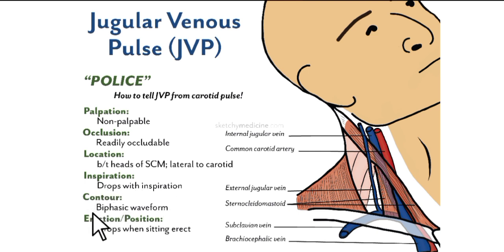Then what about the contour? It has a biphasic waveform. So you're going to see those positive and negative waves. I'm going to talk about it. What else? You're going to find that jugular venous pulse drops when sitting erect. So when someone is sitting erect, it's going to drop. That's why patients must lie down at 45 degrees.